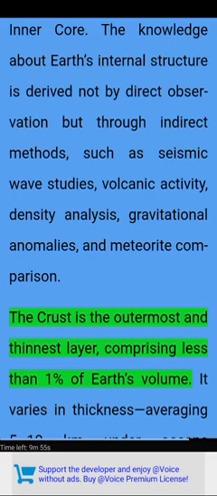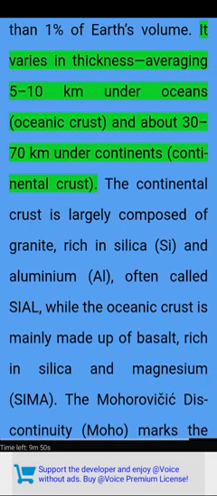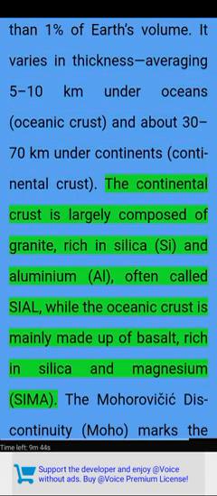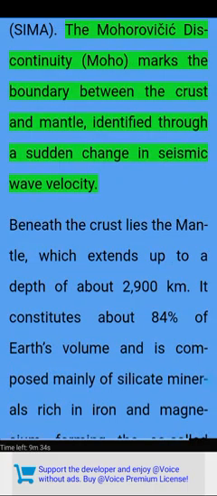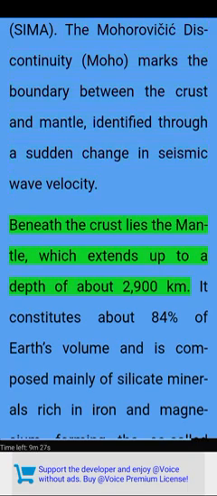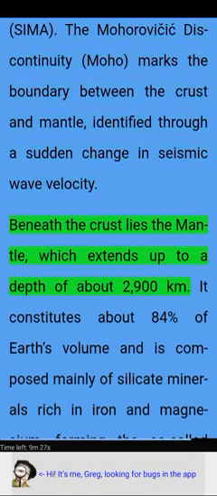The crust is the outermost and thinnest layer, comprising less than 1% of Earth's volume. It varies in thickness, averaging 5 to 10 km under oceans, oceanic crust, and about 30 to 70 km under continents, continental crust. The continental crust is largely composed of granite, rich in silica (Si) and aluminium (Al), often called SiAl, while the oceanic crust is mainly made up of basalt, rich in silica and magnesium, Sima. The Mohorovicic discontinuity (MOHO) marks the boundary between the crust and mantle, identified through a sudden change in seismic wave velocity. Beneath the crust lies the mantle, which extends up to a depth of about 2,900 kilometers.